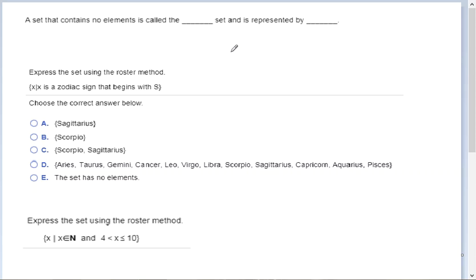Okay, let's take a look at homework one. First question: a set that contains nil elements. Well, that's called the empty set. So right inside here, we could just write empty set, like this. Also called the null set.